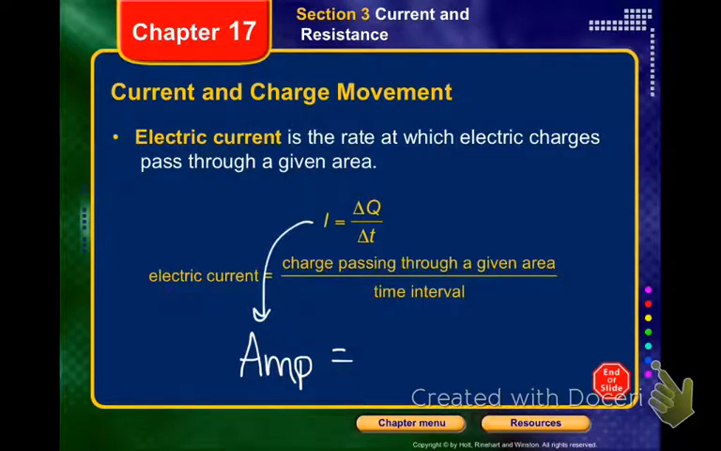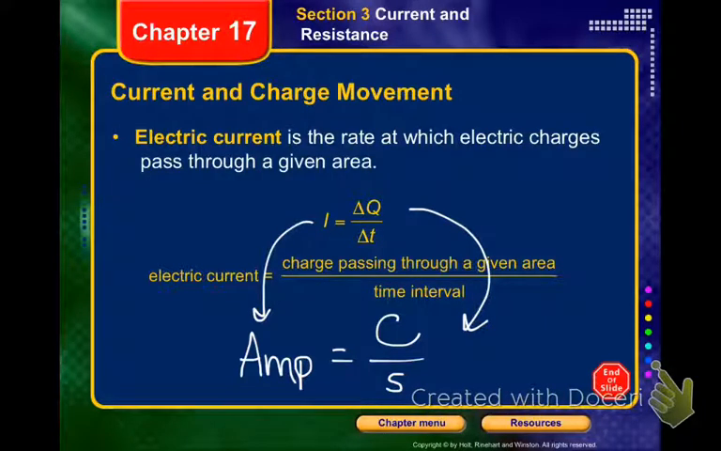Q is charge measured in what? What's it measured in? Coulombs. And time's measured in? Seconds. So coulombs per second is the same thing as an amp.